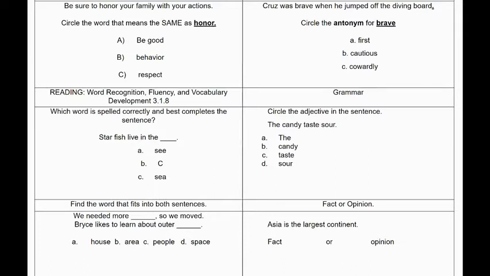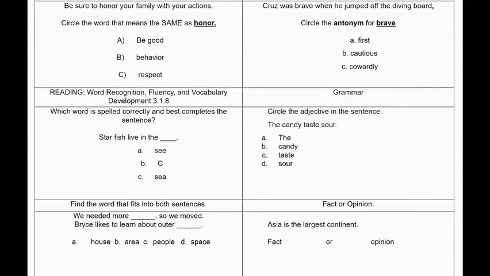Here we can see our daily language review for the day. In box number 1, we need to circle the word that means the same as honor in the sentence above. That means we're looking for a synonym. In box number 2, we want to circle the antonym for brave in the sentence, which means the opposite.